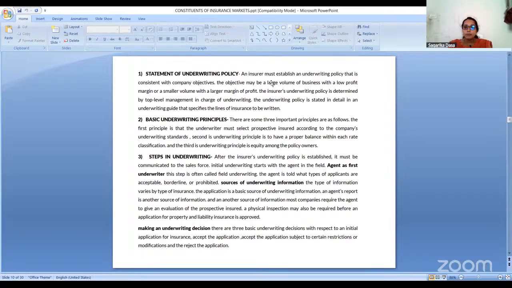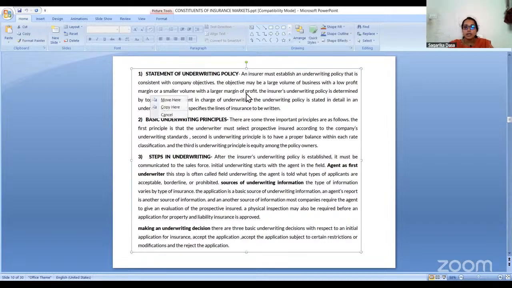The objective may be a large volume of business with a low profit margin, or a smaller volume with a large margin of profit. The objective could be anything. Either the profit margin will be less and the volume of sales will be more, or the volume of sales will be less and the profit will be more. It depends upon the type of the insurance company.